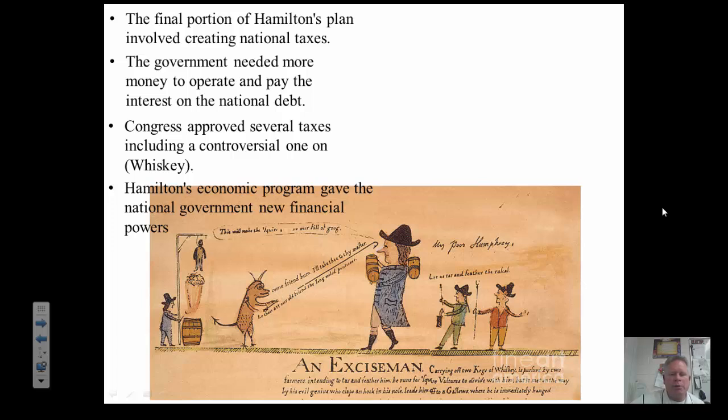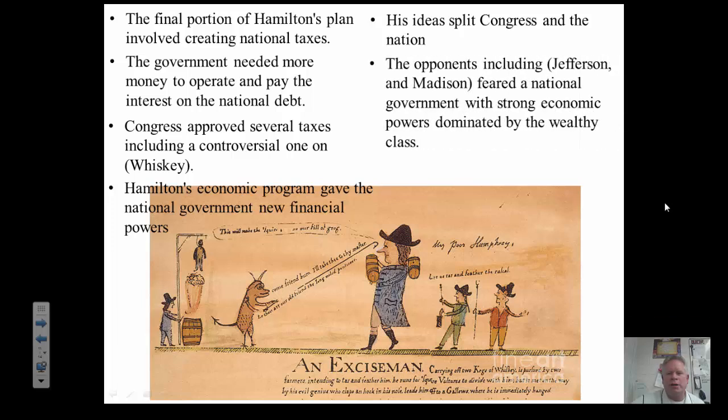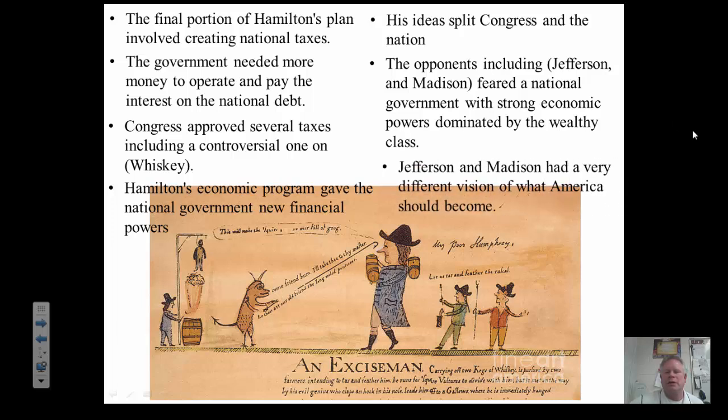Hamilton's economic programs gave the national government new financial powers. His ideas split Congress and the nation. The opponents, including the Democrats, Jefferson and Madison, feared a national government with too strong economic powers dominated by the wealthy class. And they didn't like this because they had a bad experience with England and the king. Jefferson and Madison had a very different idea of what America should become.